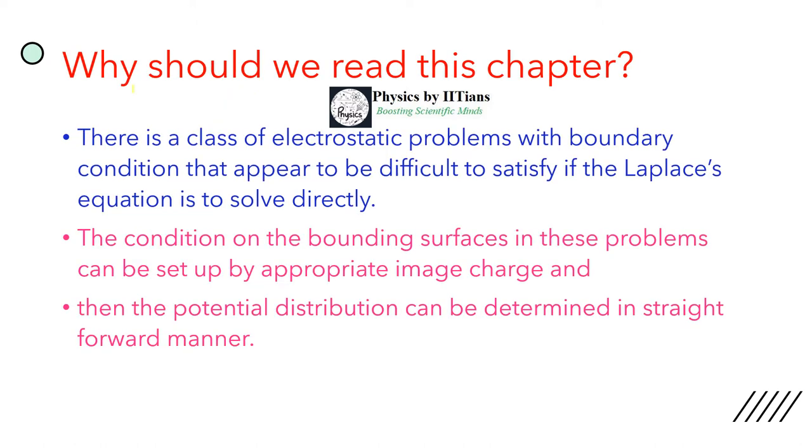So first of all, why should we read this chapter? There is a class of electrostatic problems with boundary conditions that appear to be difficult to satisfy if Laplace's equation is to be solved directly. In the previous lecture, we learned how to solve Laplace's equation. I have given you all the details for the Cartesian coordinate system. Similarly, you can find it for the polar coordinate system also. We usually use Laplace's equation to find the potential. However, the boundary condition can be so difficult that you cannot solve the Laplace equation for the potential.